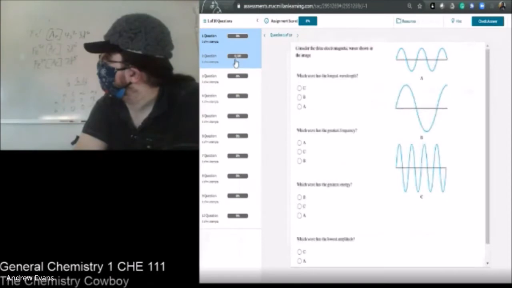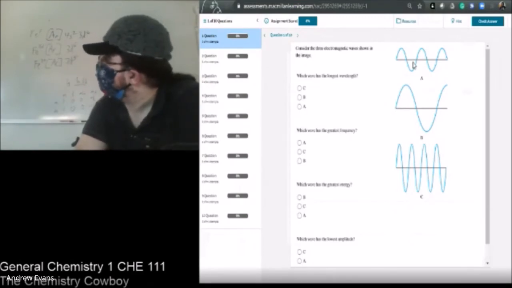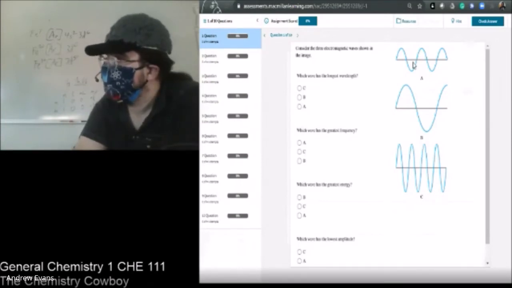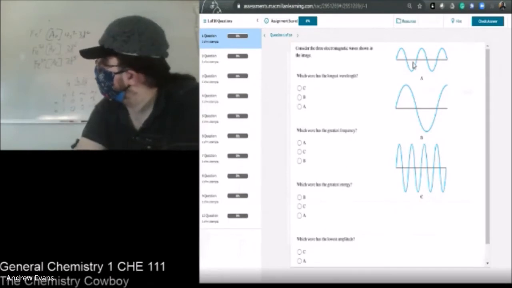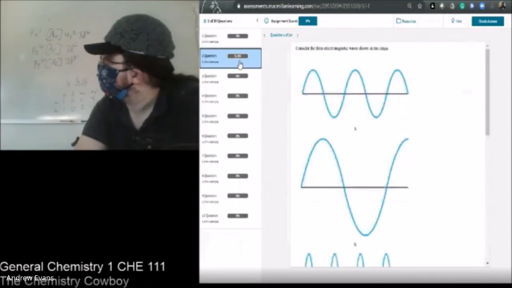There are some about looking at this. Remember, this one is asking you about frequency, wavelength, amplitude, and energy. Remember, frequency and energy are directly proportional. Frequency and wavelength are inversely proportional. So a large frequency means a small wavelength. Amplitude, we didn't really talk about, but amplitude is the height of the waves. I'm going to skip that one.